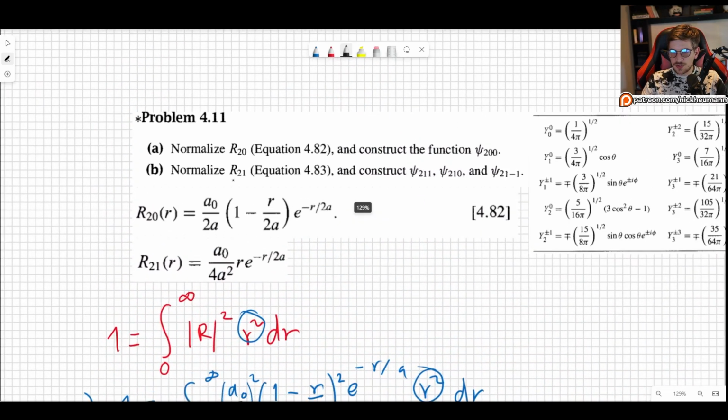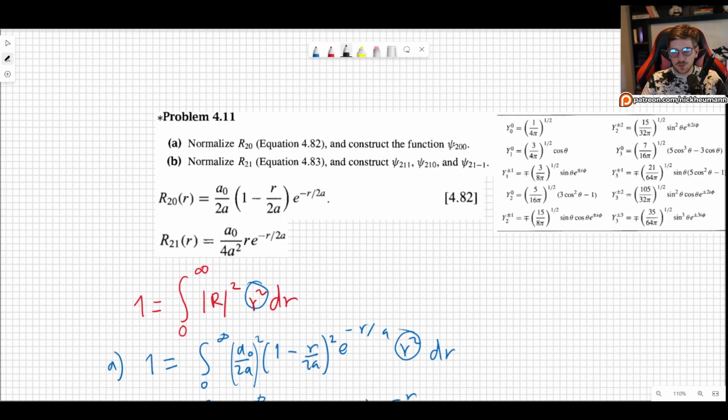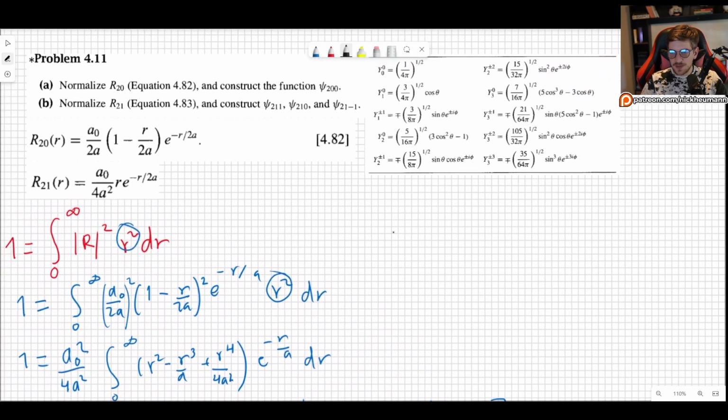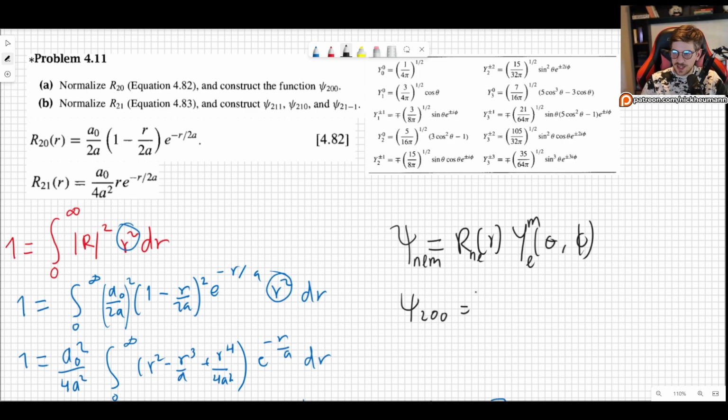And what else? So we normalized it, and now we want to construct the wave function 2, 0, 0. Okay, so to construct the wave function, we keep in mind that our wave function is going to be the radial part, which depends on r, and the spherical harmonics, right, which depend on theta and phi. And of course, this is n, l, m. R, as we saw, depends on n and l, and the spherical harmonics depend on l and m. Okay, so to build 2, 0, 0, we take R20, which is what we already have, and then we add Y00.